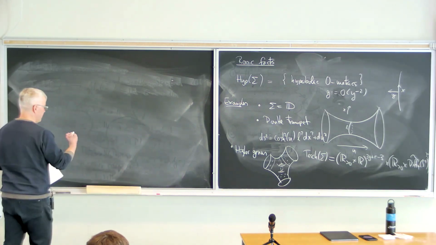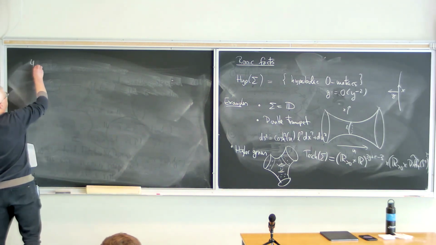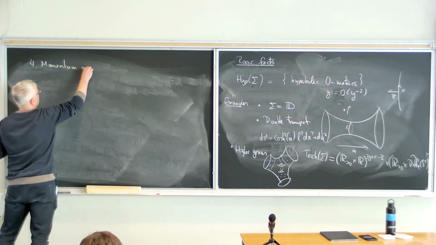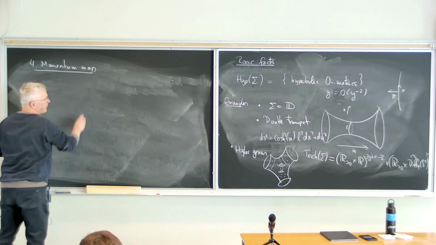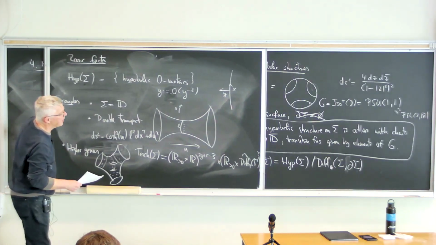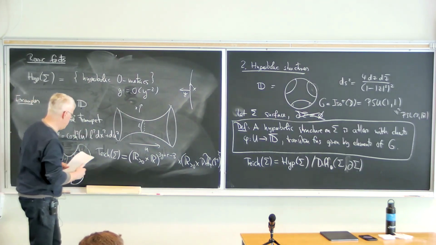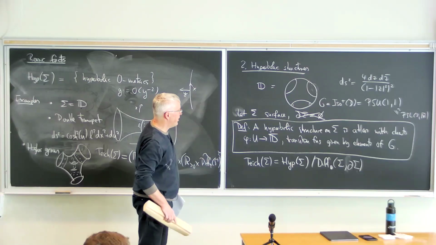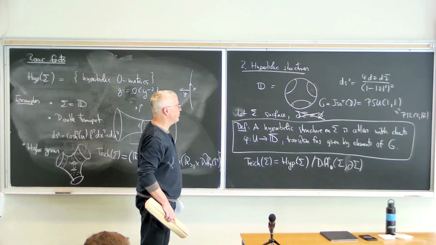Right. So let's start with a discussion of the momentum map. And to define it, I think I still have these things up here. Yeah, I want to go back to this again and define in a similar way, like how we define the hyperbolic structure, the notion of projective structure.